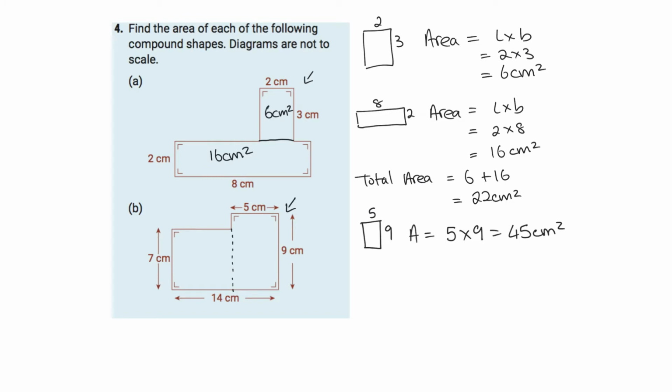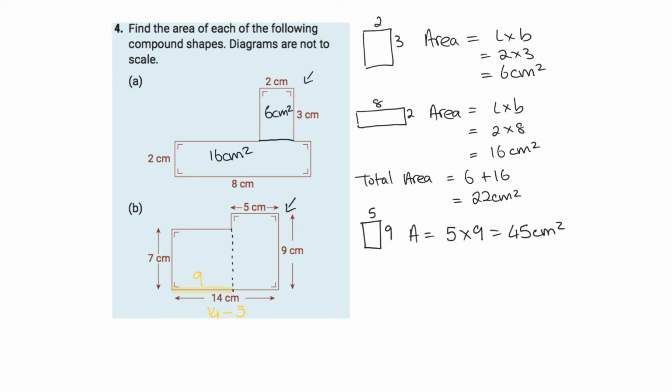However, the second rectangle, this rectangle here, I don't know what the length of this is. I know what the breadth of it is, but this length, 14 centimeters, goes the whole way across, and I only need this length here. So I'm going to have to do a subtraction. The length of this portion of the line is given by 14 take away 5, and that's going to be equal to 9. So the length of that section there is 9.